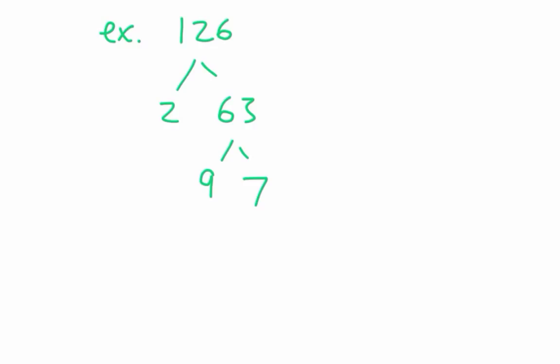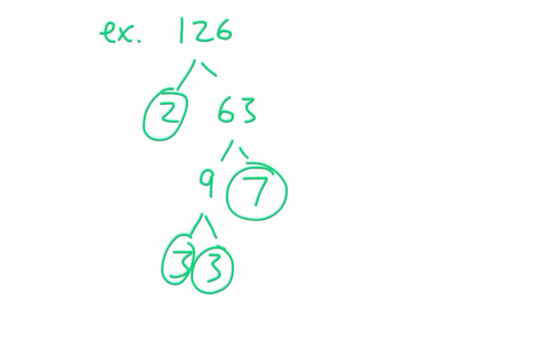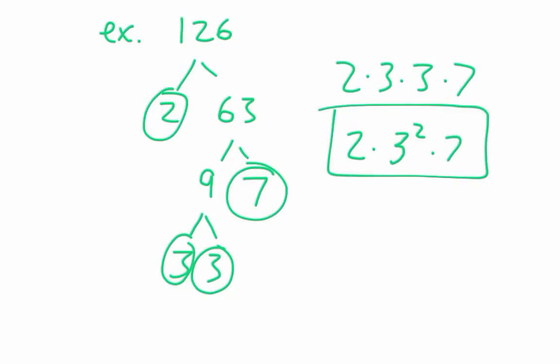Now, can we break up the 9? Yes. 3 and 3. And 7, can we break up the 7? Nope. So now here are our prime numbers. And there's more than one way to do that as well. But so now our number is going to be 2 times 3 times 3 times 7. So the way the book writes it is 2 times 3 squared times 7. So that's like the proper way, small to low, if you have multiple numbers.